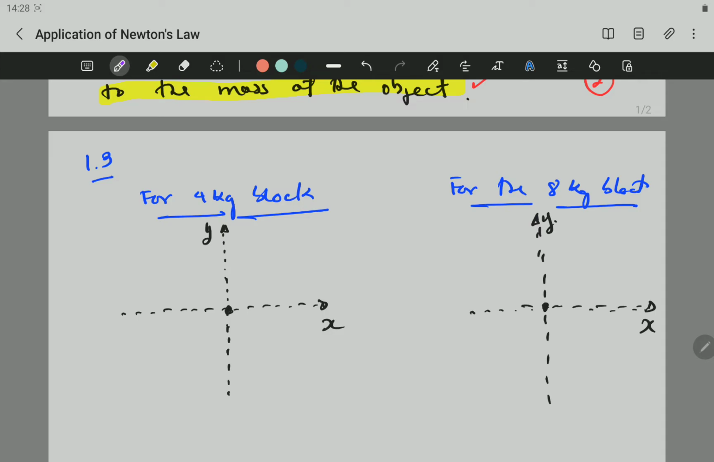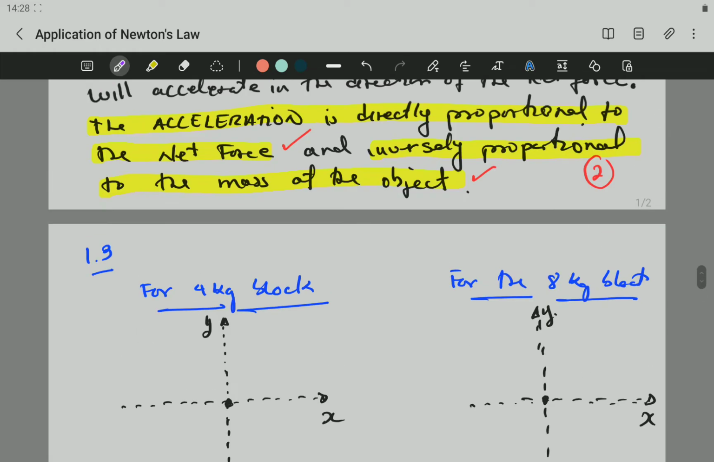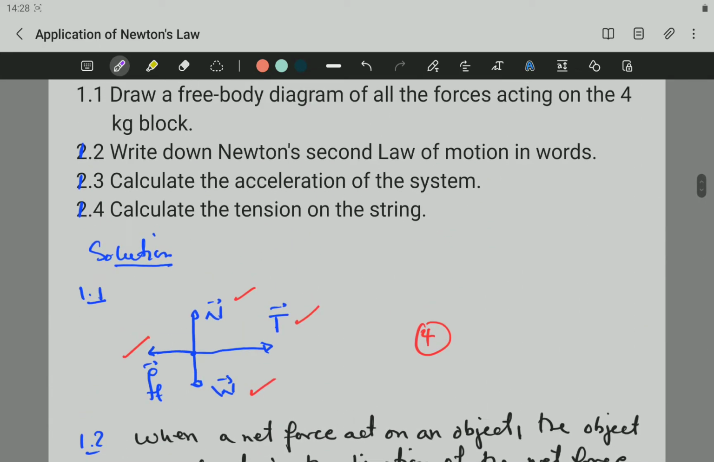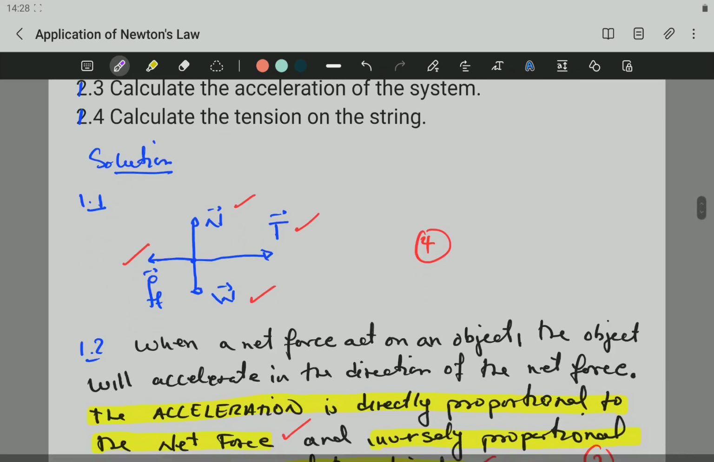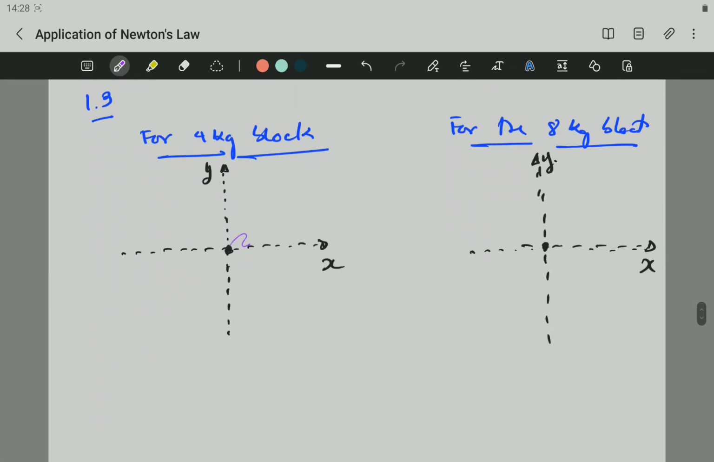Alright, here we have the axis for the 4 kilogram block as well as for the 8. Let's start with the 4 kilogram block and see what forces we have. We already have a free body diagram. The forces acting on that object on the x-axis: we have the tension force pointing to the right and the frictional force pointing to the left. On the y-axis, we have the weight pointing downward, and the normal force pointing upward. That is for the 4 kilogram block.